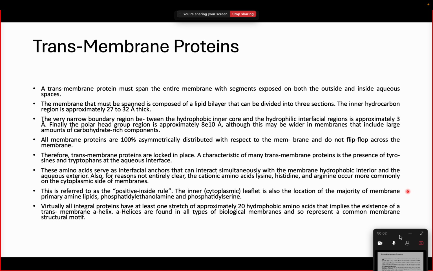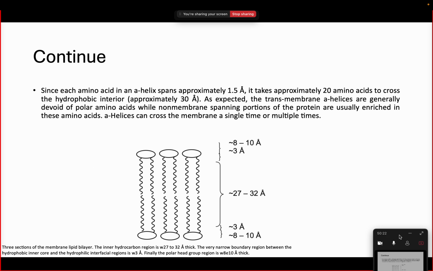Virtually all integral proteins have at least one stretch of approximately 20 hydrophobic amino acids that implies the existence of a transmembrane alpha helix. Alpha helices are found in all types of biological membranes and so represent a common membrane structural motif. Since each amino acid in an alpha helix spans approximately 1.5 angstrom, it takes 20 amino acids to cross the hydrophobic interior. Don't worry about this number. When we discuss the secondary structures of protein, we're going to see all these numbers.